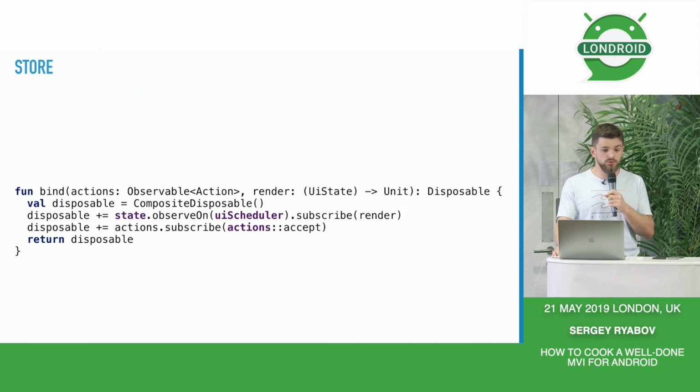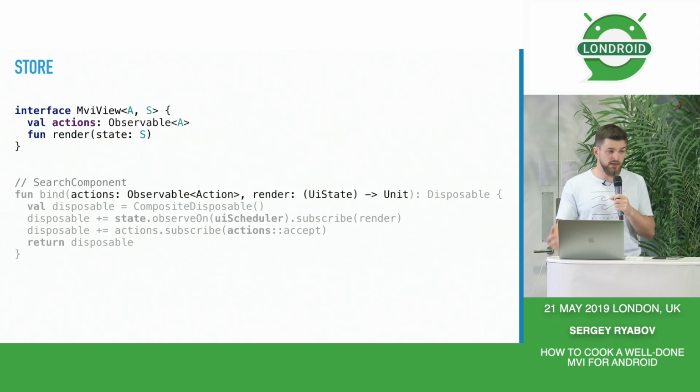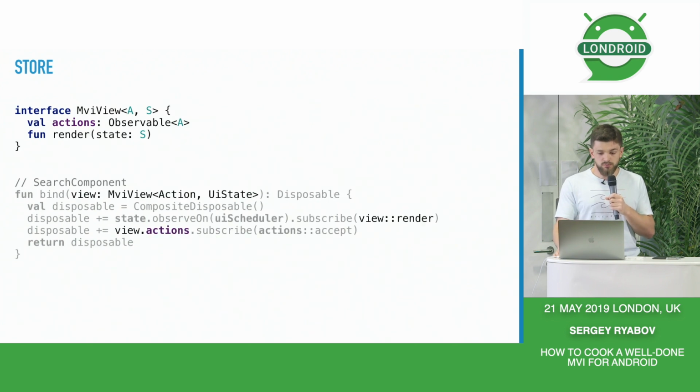What about views? With views, we have this part. We just need to pass our actions from views and our render function that will render this on the UI, and bind this to our buffers, state buffer and action buffer. We may go even further and abstract this to parameters as an MVI view interface that will be implemented by our activity, fragment, whatever. So this will look something like that.